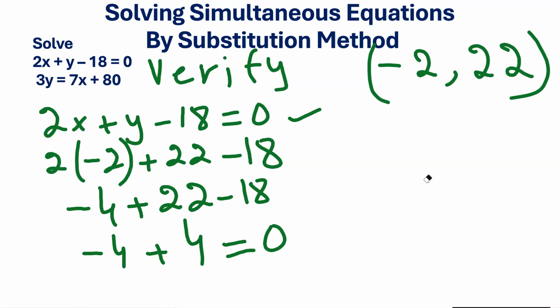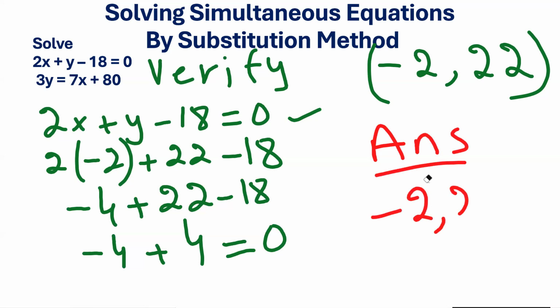So what is the solution set? It is minus 2, 22. This is the answer, and you have verified also. So like this, you have to solve the given simultaneous equations by substitution method. Another method is elimination method, which is done. So this is the substitution method.